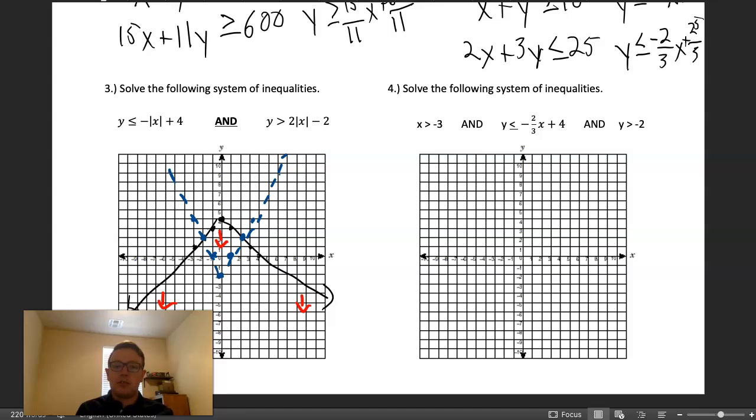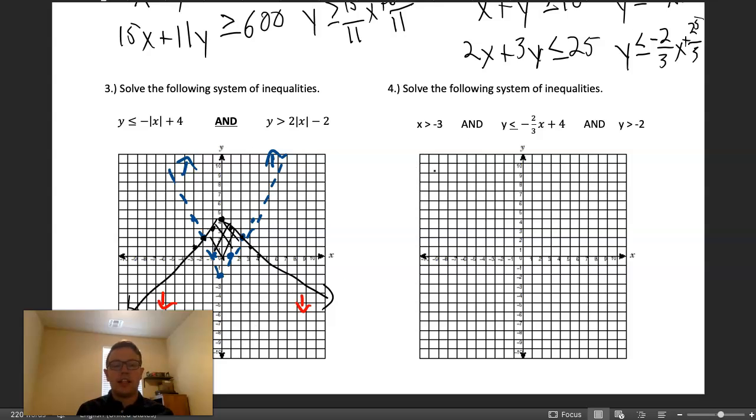And what about for this one? Where are we shading? Well, 0 is greater than minus 2, so 0, 0 works. It's going to be everything above. We want everything above this blue graph and everything below the other one. So our overlapping area is this tiny little area in here that we're going to graph. That's going to be our overlapping area.